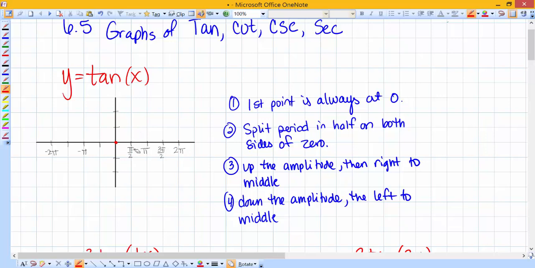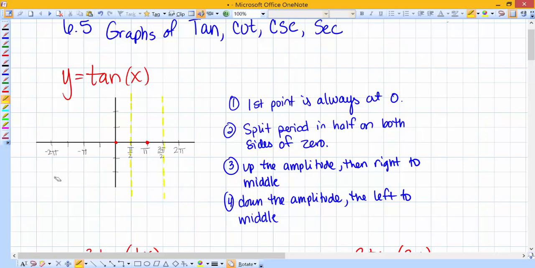Then I'm going to go to pi over 2. The tangent at pi over 2 is 1 divided by 0. Well, that's undefined. And graphically, when I'm showing undefined, I'm going to put in an asymptote. Now I'm going to go to pi. The tangent at pi is 0. Again, this is from my unit circle. The tangent at 3 pi over 2 is also undefined.